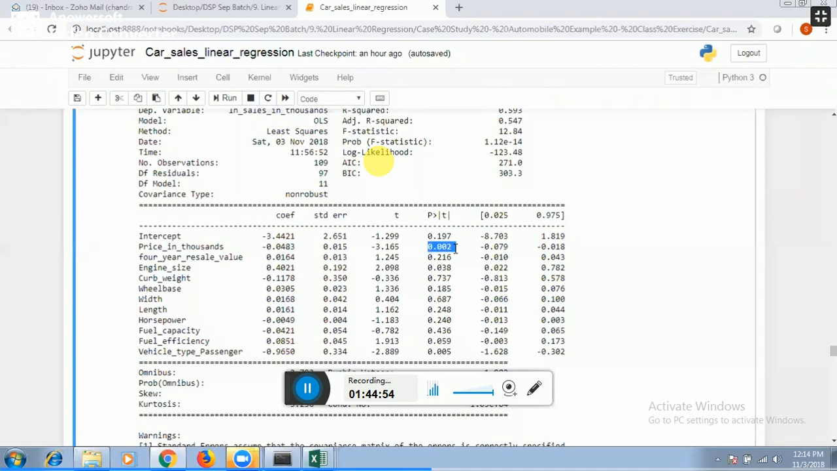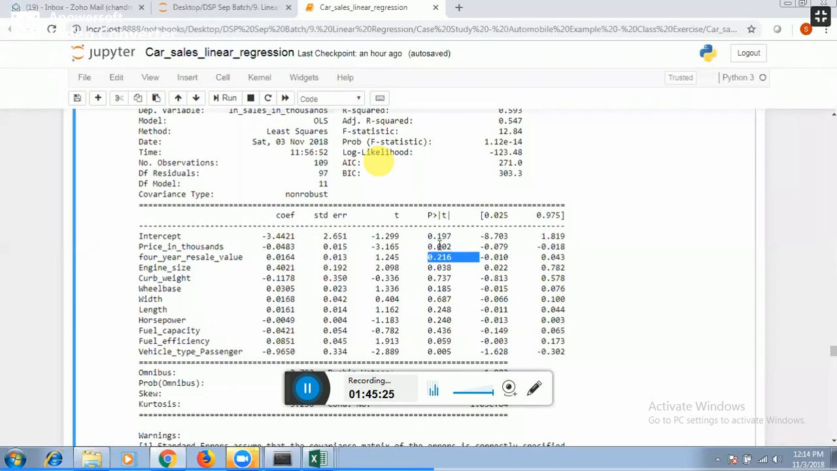What is the null hypothesis? Beta equal to 0. The alternative hypothesis is what? Beta is different from 0. So beta is different from 0. What does that mean? It's significant. Now 4-year resale value, can you see any significance in this case? No, right? So by looking at the p-value, I can easily identify which variable is significant and which variable is not significant. Do you agree with me?